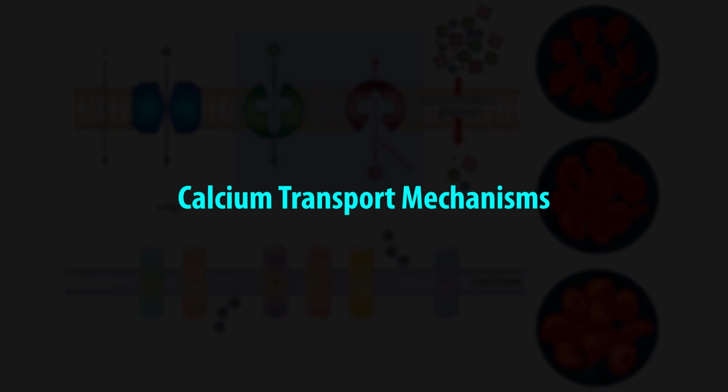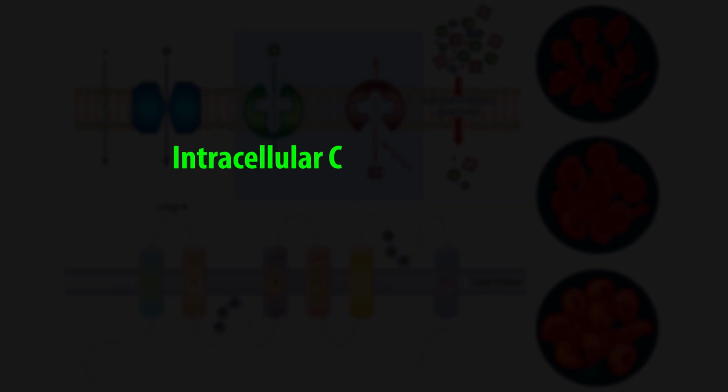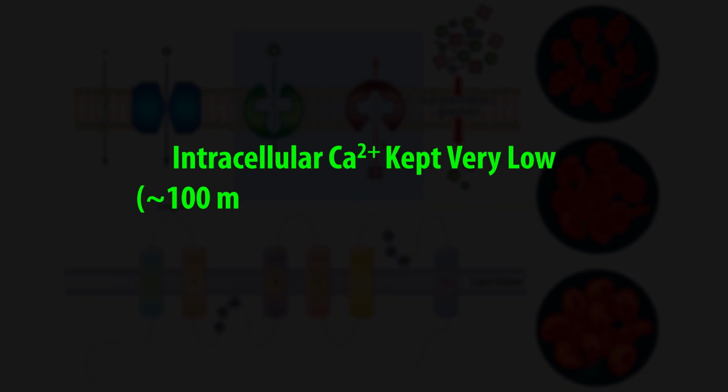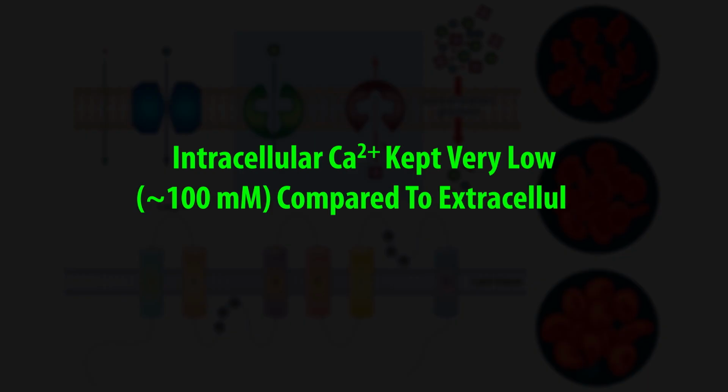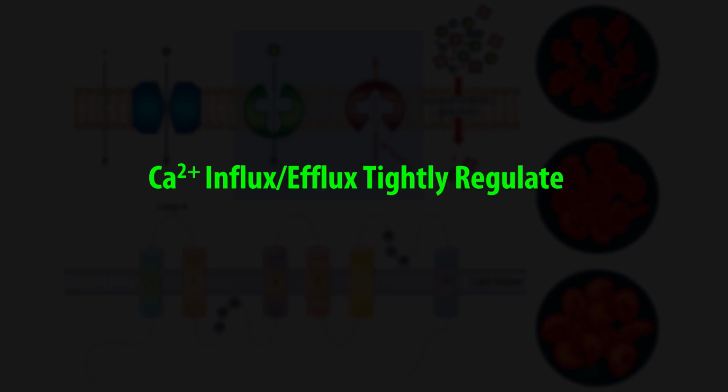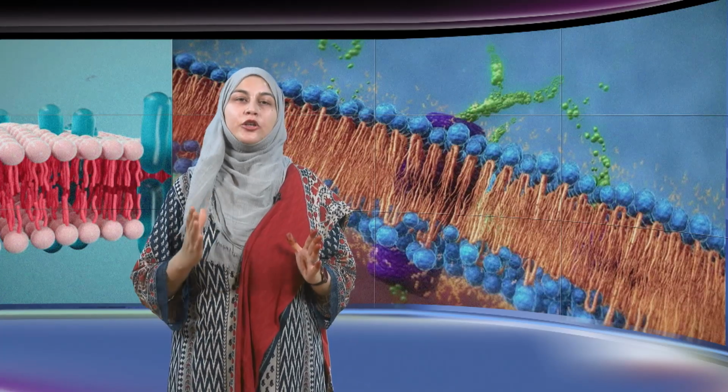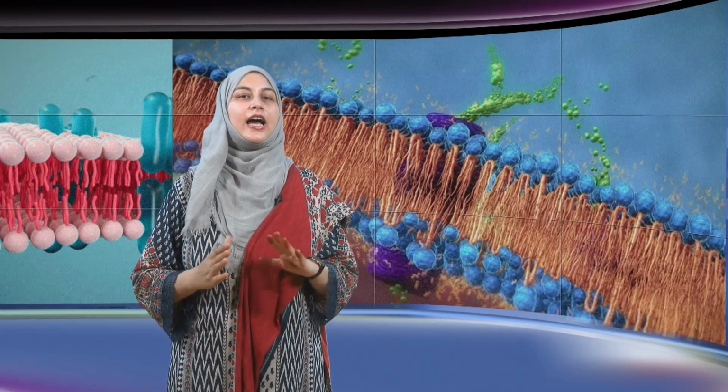Calcium transport mechanisms. Intracellular calcium is kept very low, around 100 millimoles, compared to extracellular, which is around 1.8 millimoles. This steep gradient allows cells to use calcium as a rapid and sensitive signaling messenger. Calcium influx or efflux is tightly regulated; entry and removal of calcium are precisely controlled to ensure that signals are transient and do not disrupt cellular homeostasis.